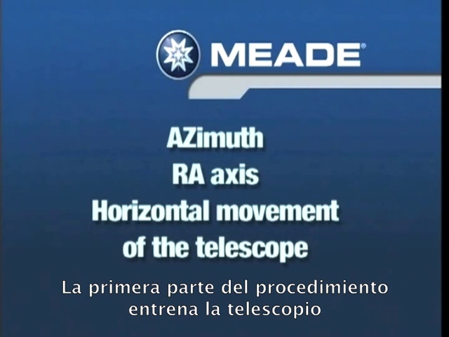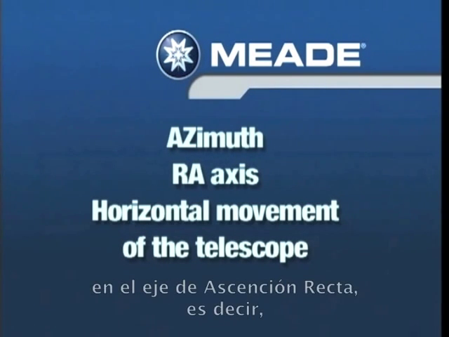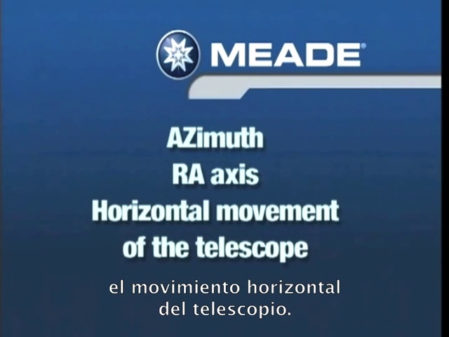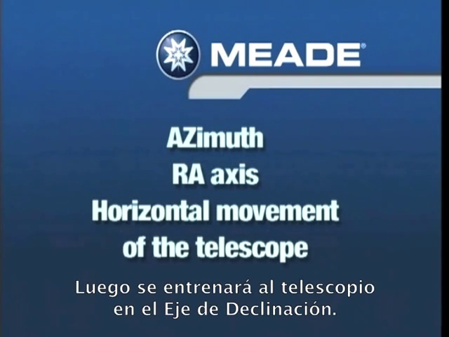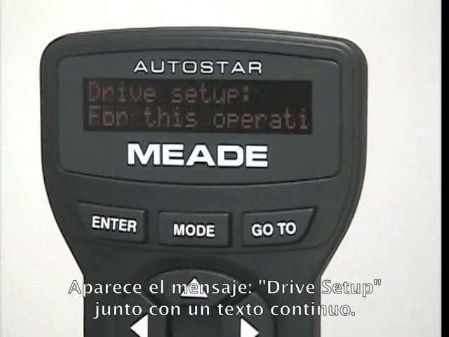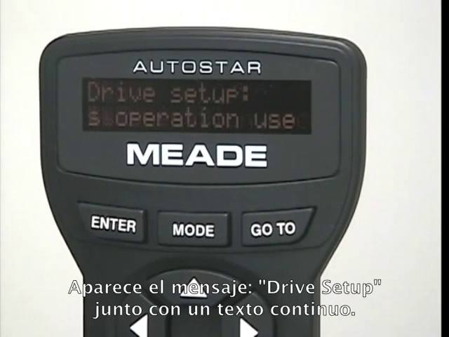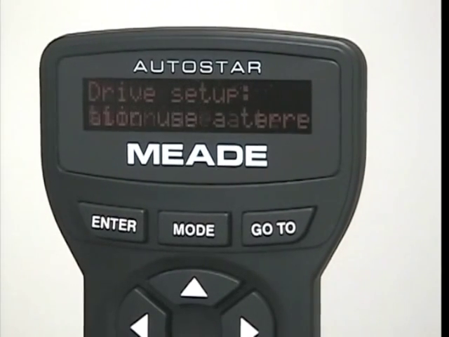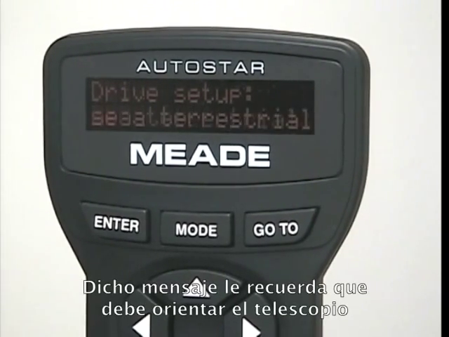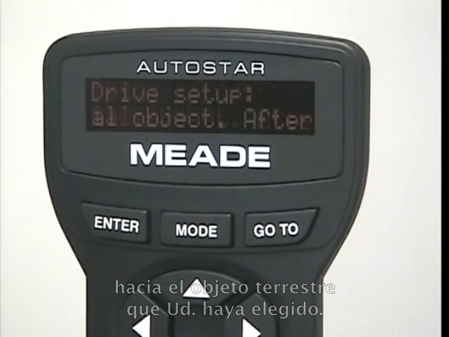The first part of this procedure trains the telescope's drive on the RA axis. This is the side-to-side or horizontal movement of the telescope. Later, you'll train the drive on the declination or dec axis. The message "Drive Setup" for this operation begins to scroll across the display. This is a reminder to point your telescope at the terrestrial target you have selected.